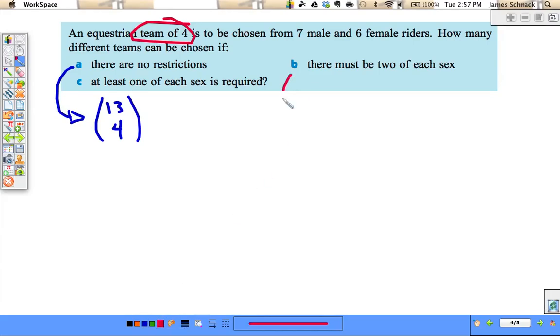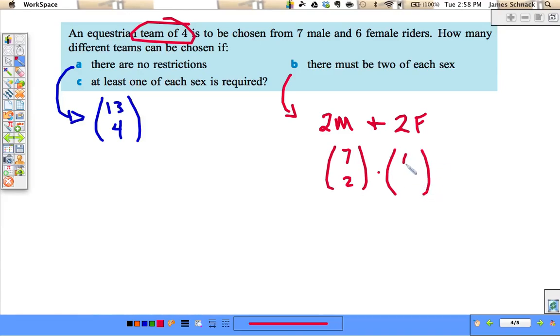For part B, there must be 2 of each sex. So in other words, we need 2 male and 2 female. So how many ways are there of getting 2 males? Well, there's 7 choose 2. And means multiply. How many females are there? 6, and we want to choose 2 of them again. So we would multiply these 2 combinations together, giving us our total amount.